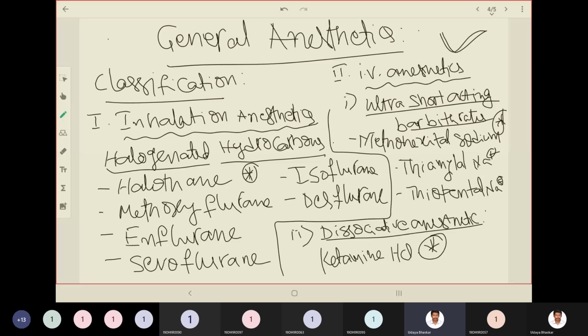So inhalational anesthetics are mostly halogenated hydrocarbons. Halothane, methoxyflurane, enflurane, sevoflurane, isoflurane, and desflurane are the examples. Intravenous anesthetics, the ultra short acting barbiturates, are methohexital sodium, thiamylal sodium, and thiopental sodium. And the dissociative anesthetic example is ketamine hydrochloride.